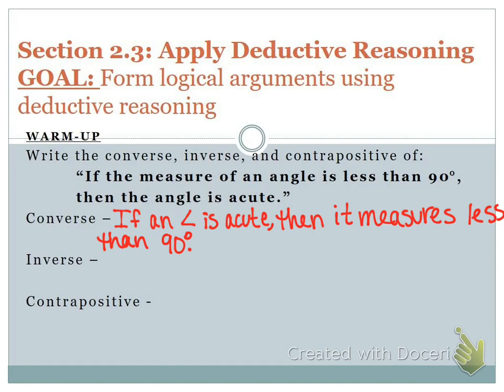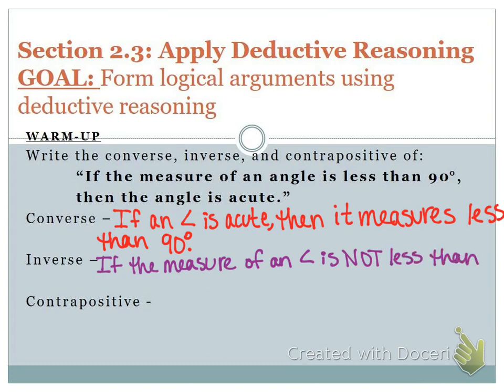The inverse does not switch them, but it negates both the hypothesis and the conclusion. So we're not going to switch the order, we're just negating it. So if the measure of an angle is not less than 90 degrees, then the angle is not acute. Okay, same order as the original, we just negated both parts.